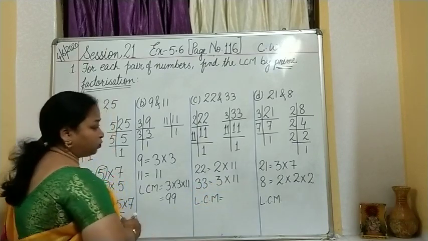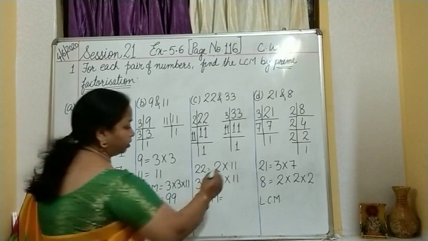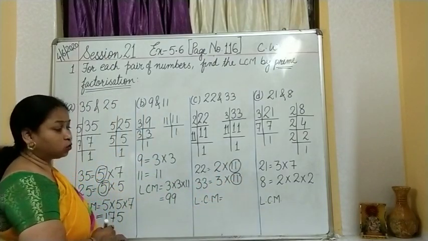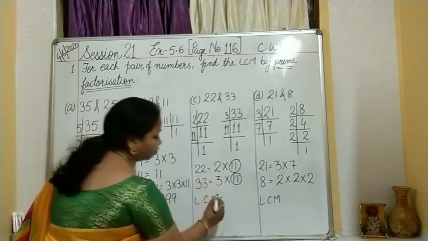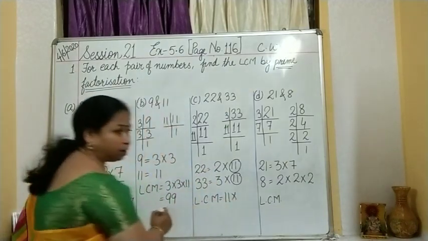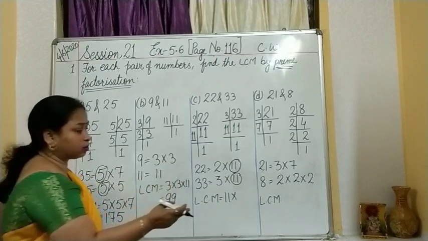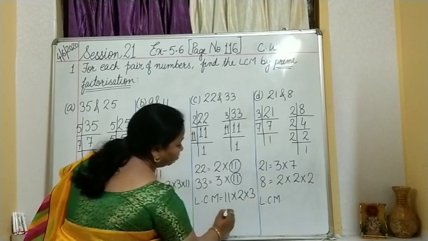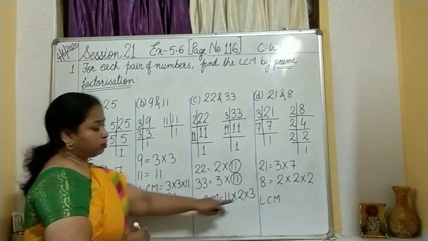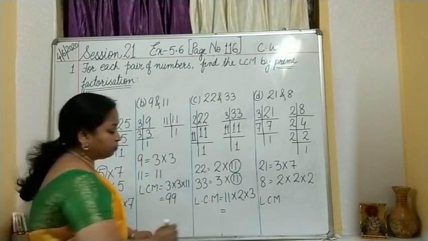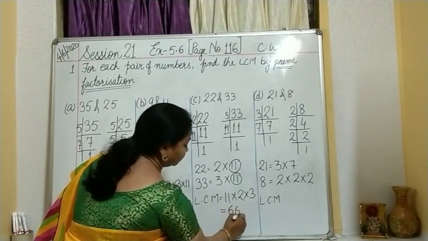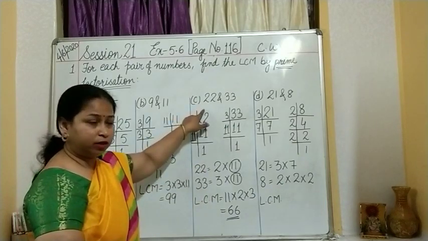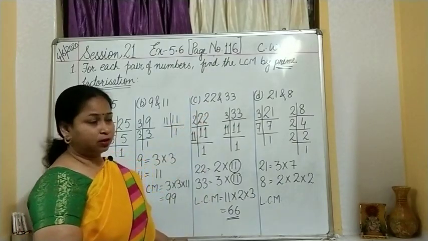Now what will you do? You will take the number which is in common, so circle the number which appears in both numbers. 11 appears in both, so I have already circled it. What are the left out factors? 2 and 3. So I will take 2 and 3 and multiply this. 2 3s are 6, 6 into 11 is 66. And this is the LCM. So 66 is divisible by 22 as well as divisible by 33.